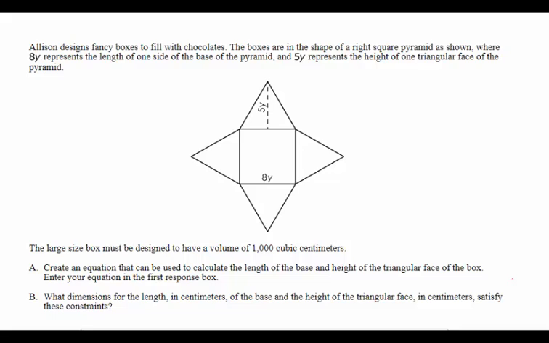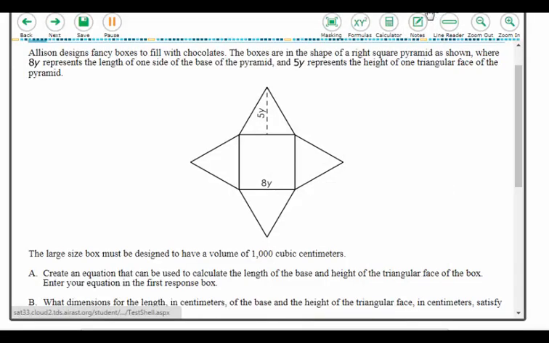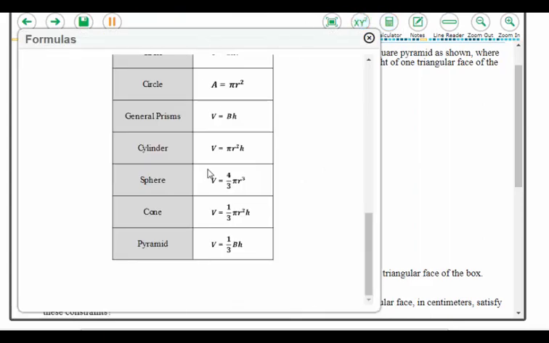The first part of this question asks us to create an equation that can be used to calculate the length of the base and height of the triangular face of the box. And so we need to be able to create an equation. We know it's talking about volume, so the first thing you might want to think about is using our formulas. If we take a look at our formulas, you see that we have a square pyramid, so this is our equation.